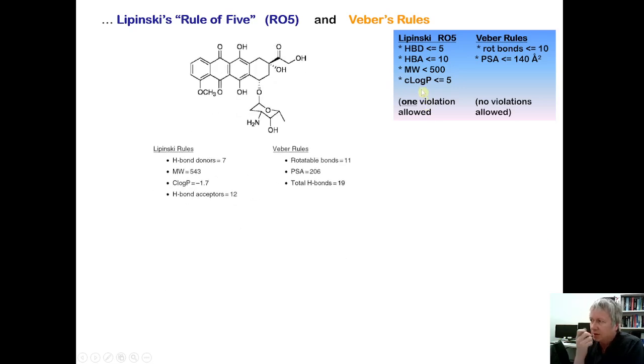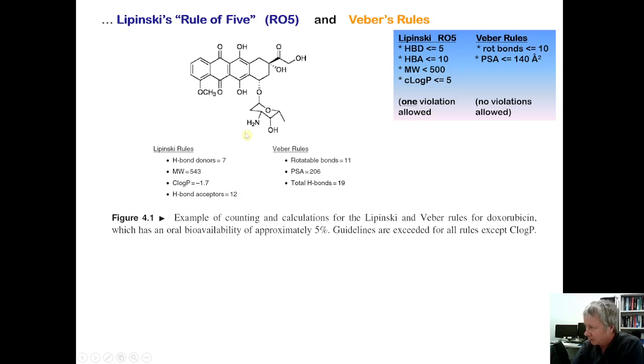What molecule is this? Doxorubicin, yeah. Okay, so doxorubicin, this is showing the Lipinski rules on the left, Weber rules on the right. And so hydrogen bond donors are 7, and you should be able to count them, I guess. 1, 2, 3, 4, 5, 6, 7. So this has 2. The NH, there's 2 hydrogen bond donors on this NH2 group.